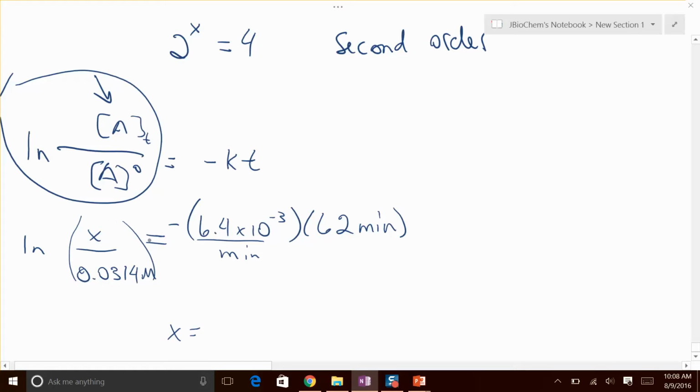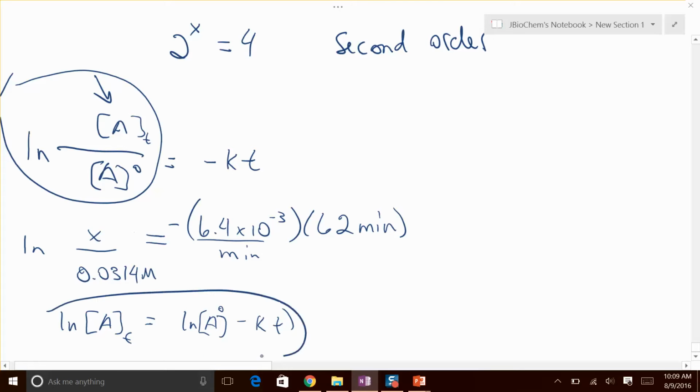Isn't it easier to just set it up the other way? Yeah, which way did you set it up? The natural log of A equals negative kt plus the natural log of A at time t. Yeah, same thing. So you want it written like this. That's how we learned it. Okay, that's fine. We can do that.